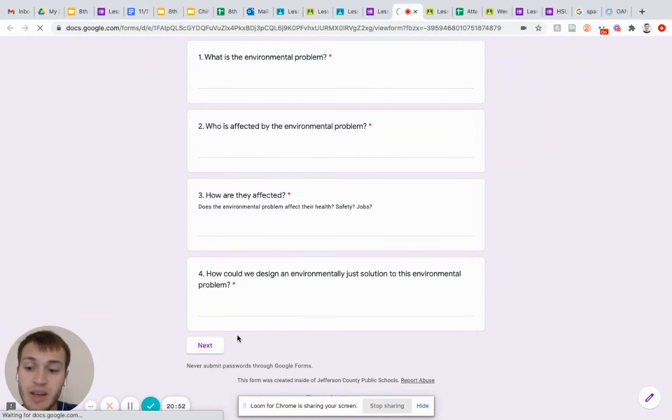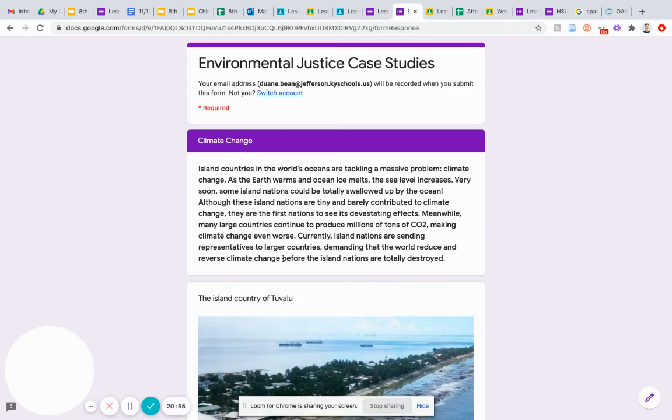All right, number 2 is about climate change. So island countries in the world's oceans are tackling a massive problem, climate change. As the Earth warms and ocean ice melts, the sea level increases. Very soon, some island nations could be totally swallowed up by the ocean. Although these island nations are tiny and barely contributed to climate change, they are the first nations to see its devastating effects. Meanwhile, many large countries continue to produce millions of tons of CO2, making climate change even worse. Currently, island nations are sending representatives to larger countries, demanding that the world reduce and reverse climate change before the island nations are totally destroyed.